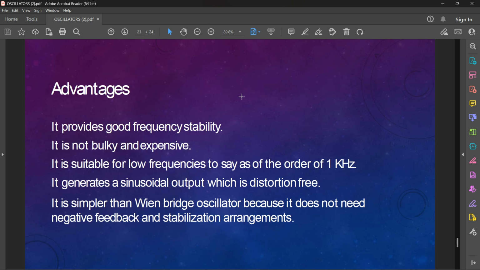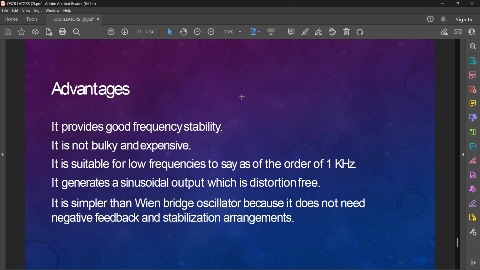The advantages of this phase shift oscillator are that it provides good frequency stability. It is not bulky and expensive. It is suitable for low frequencies, on the order of 1 kilohertz. It generates a sinusoidal output which is distortion free. It is simpler than the Wien bridge oscillator because it does not need negative feedback and stabilization arrangements.